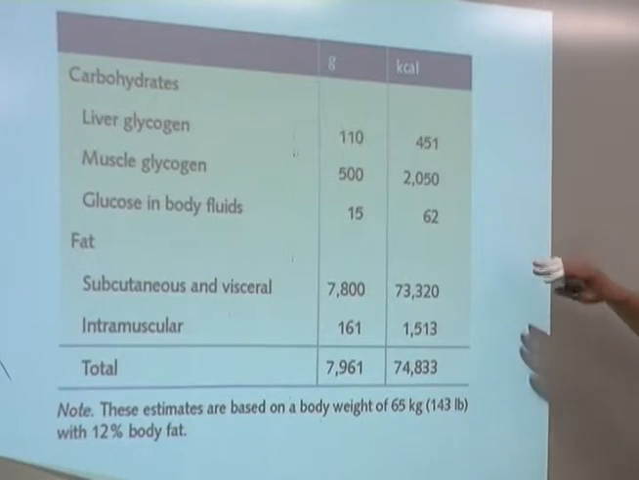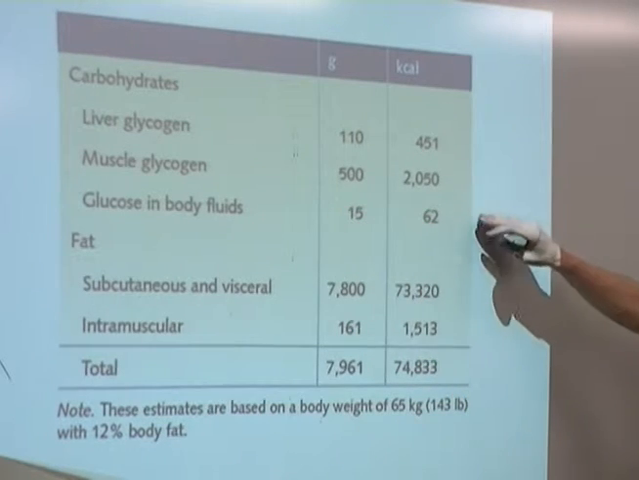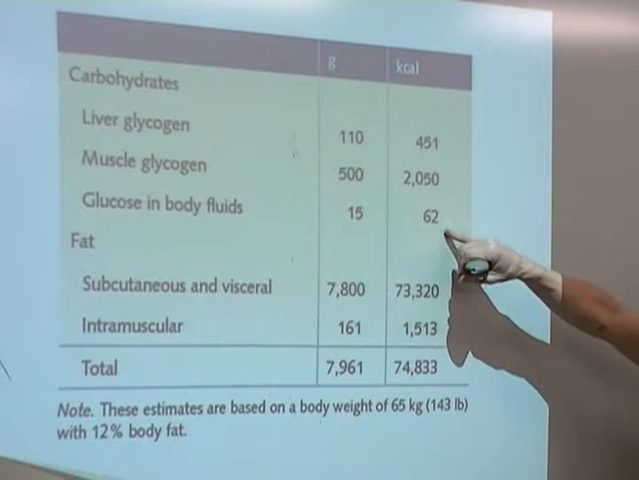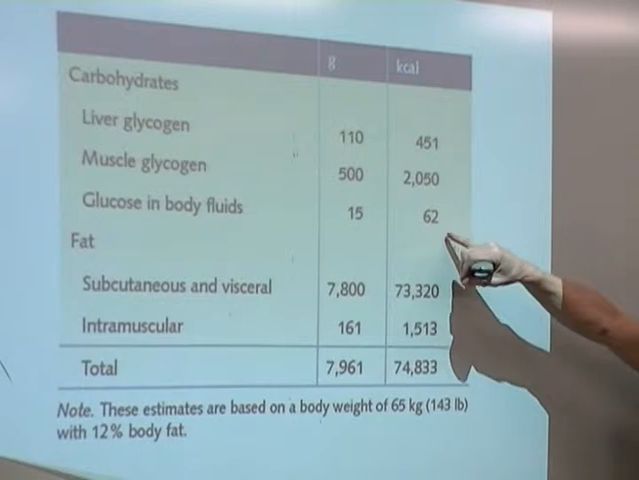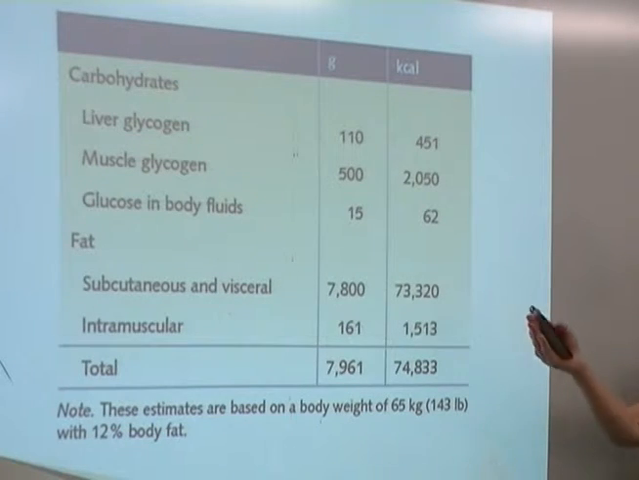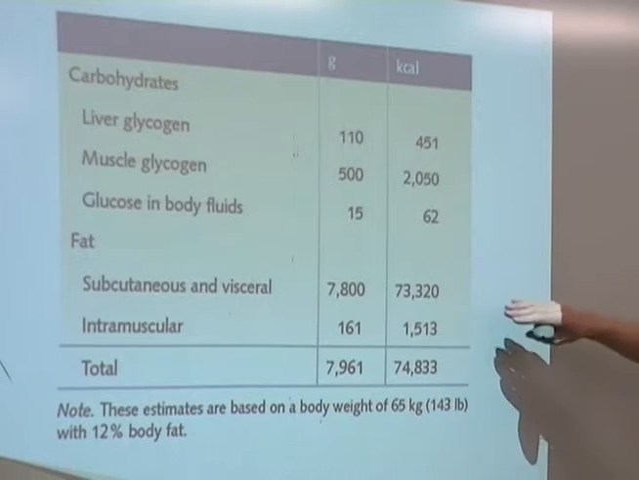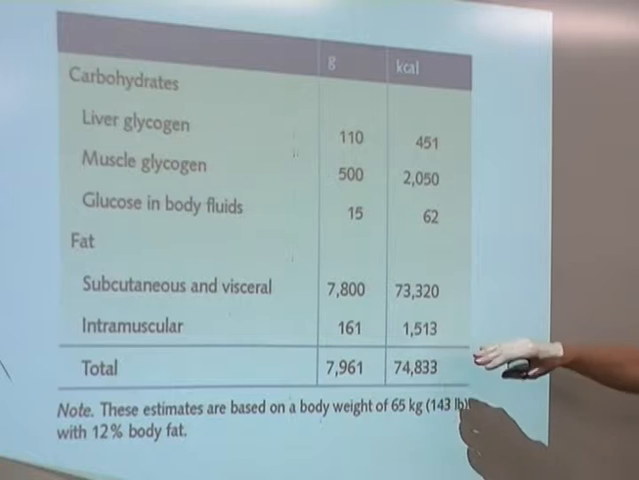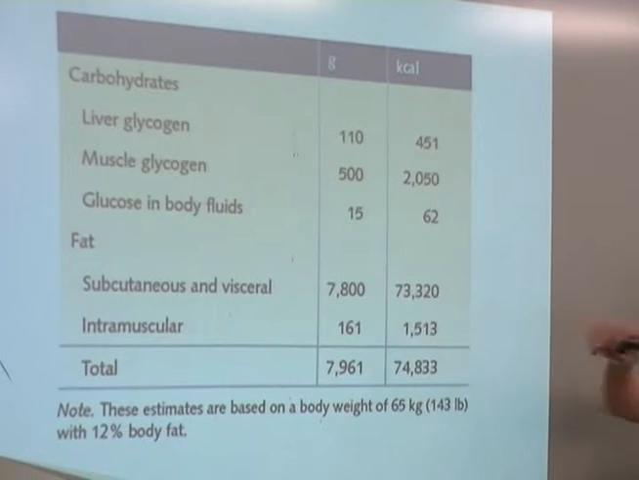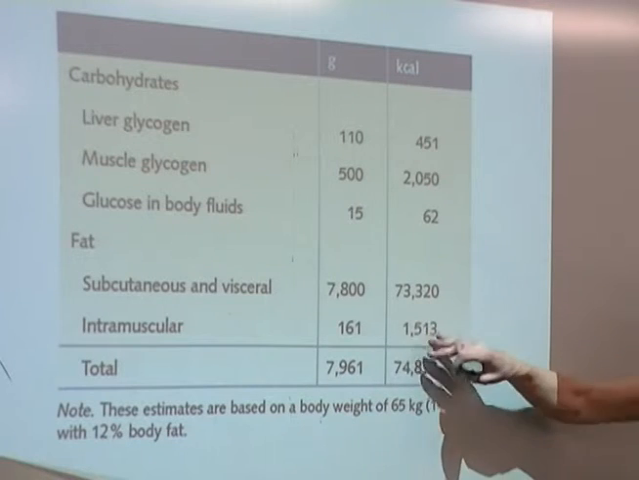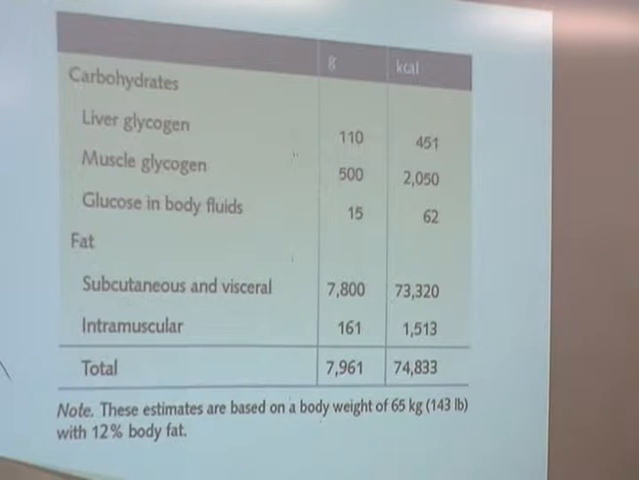Most of our carbs are stored in our muscle, but we have some in our liver and very, very little in our bloodstream. Right? That's not a storage. That's a transport mechanism, not a storage mechanism. Okay? Lots and lots of fat. Most of it is either under our skin or around our organs. We have a little bit in the muscle tissue itself.